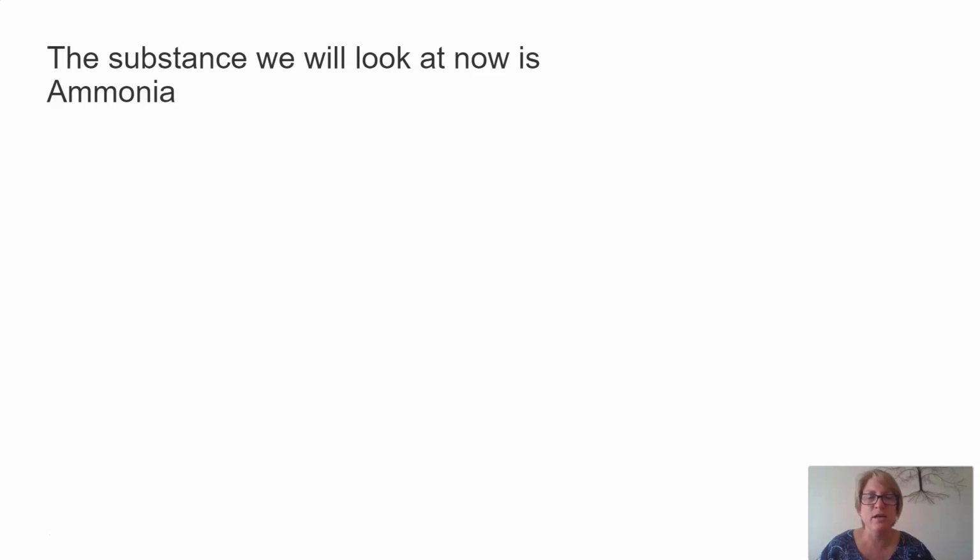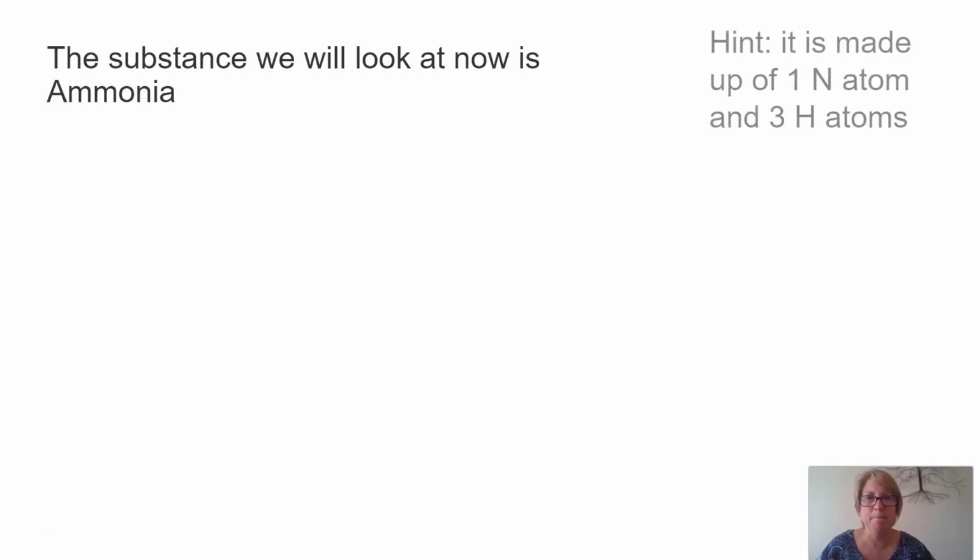Another substance we're going to have a look at now is ammonia. The hint I'm going to give you is that it is made up of 1 nitrogen atom and 3 hydrogen atoms. So I want you to get your balls of Play-Doh out, and I want you to see if you can build that molecule. You can pause the screen if you need to.